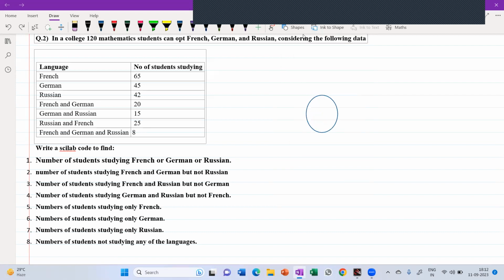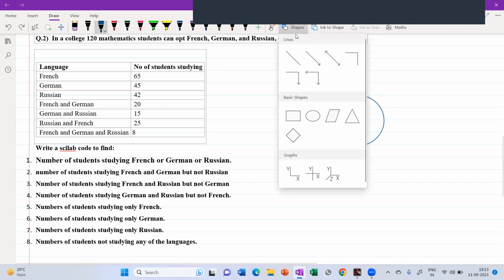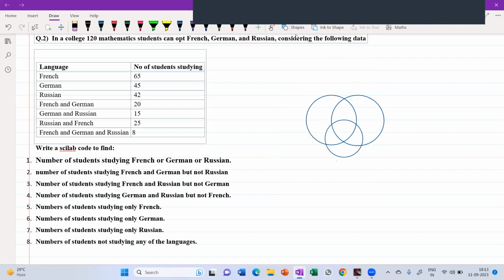So this one circle is for French. The another circle I will choose for German. And the third circle I will choose for Russian. So here is the third circle, which is for Russian. I'll just name that the first circle is for French, the second circle is for German, and the third circle is for Russian.